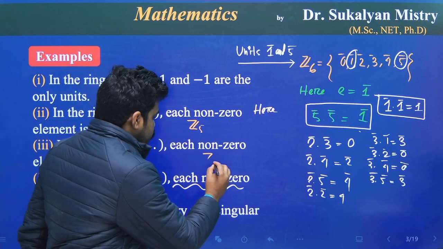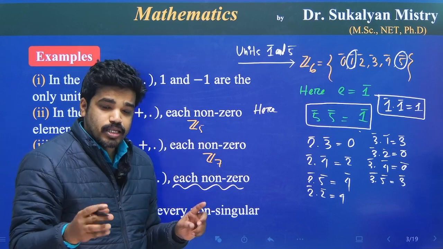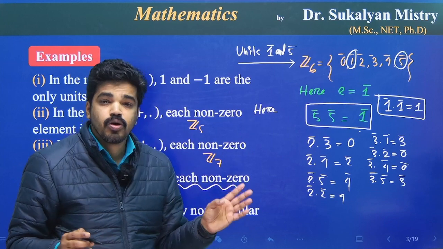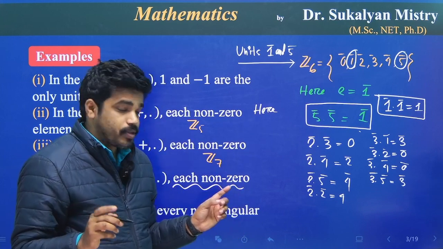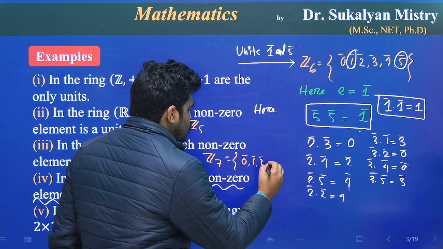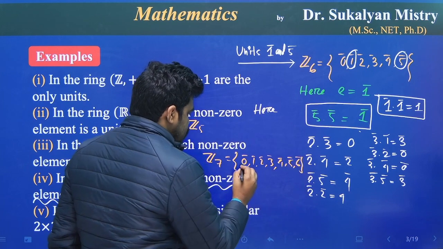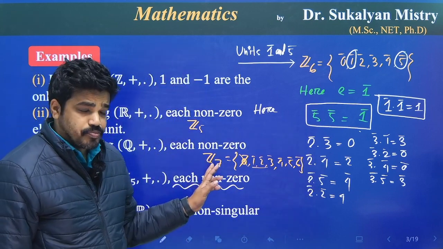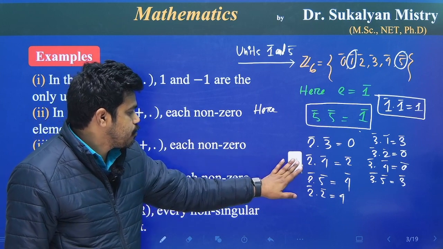Similarly, if we take Z7, what are the unit elements? All except 0, that is 1, 2, 3, 4, 5, 6. What are the elements of Z7? 0, 1, 2, 3, 4, 5, 6. So excluding 0, all the elements are unit elements. OK, it is a very, very important note.